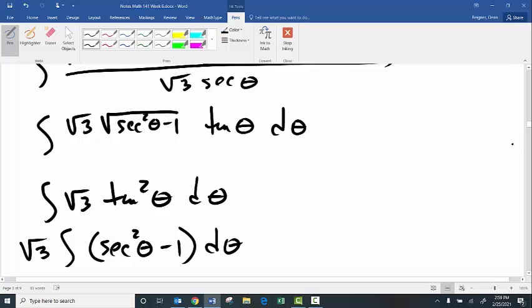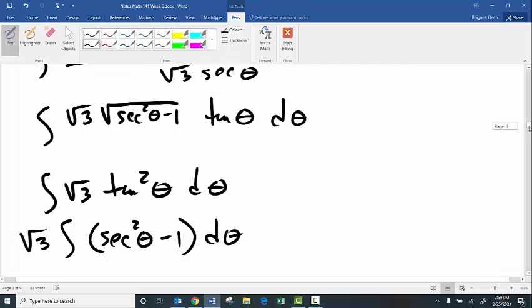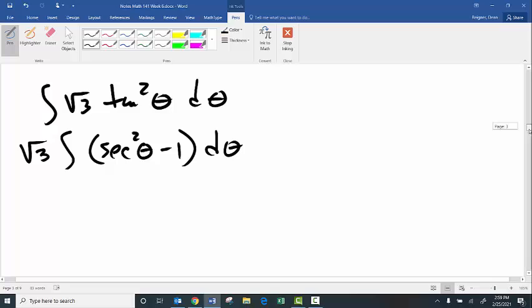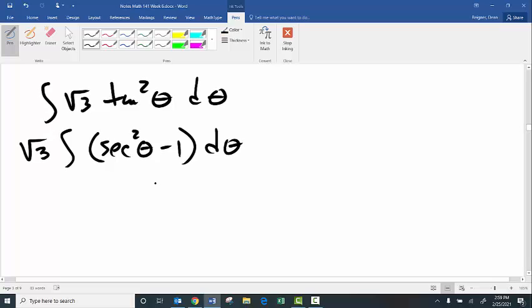All right, and now we're ready to integrate. So when you integrate secant squared, you get tangent, and when you integrate 1, you get theta. So our integral, when we're all done, is root 3 parentheses, integral of secant squared is tangent theta, integral of 1 is theta, parentheses, put a bar there.